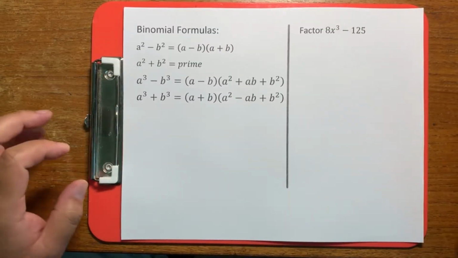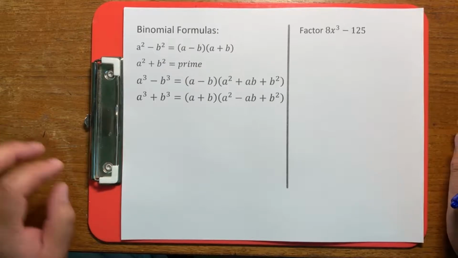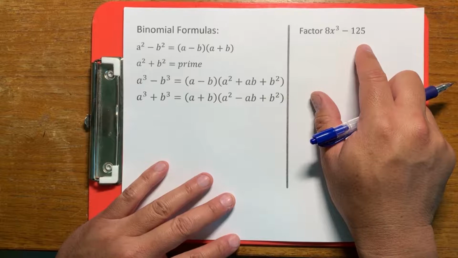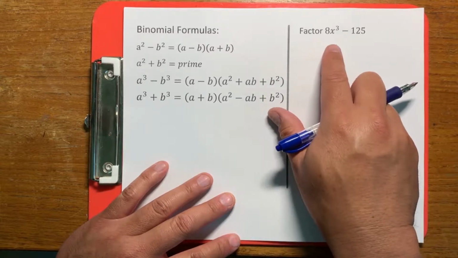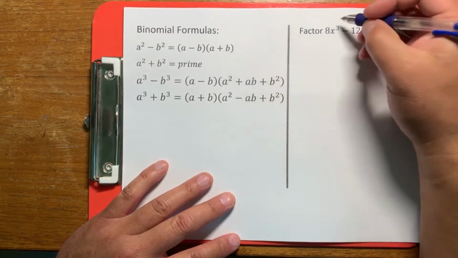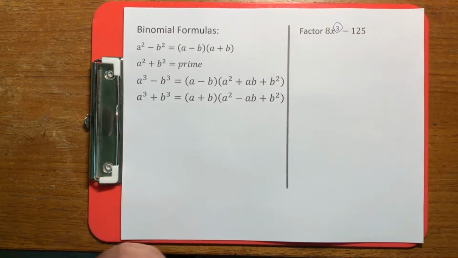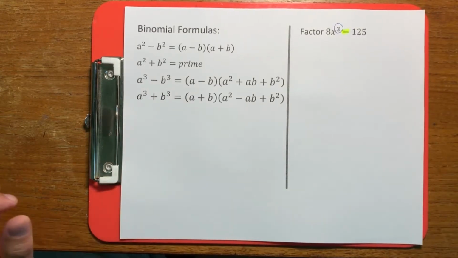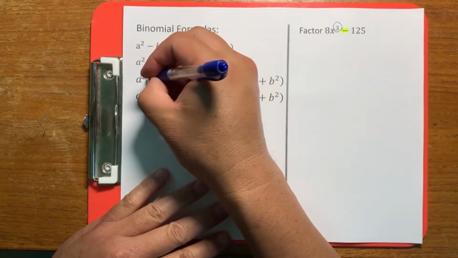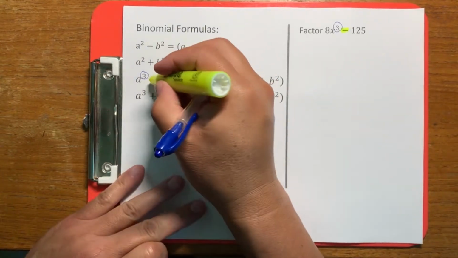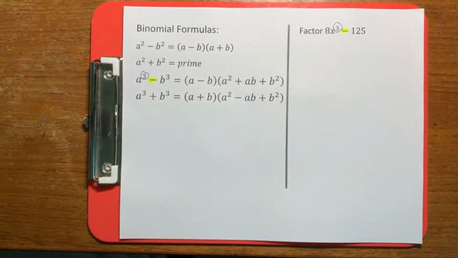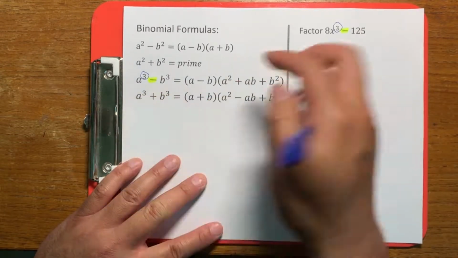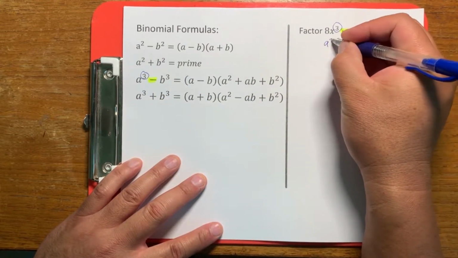Now in this problem, we're going to first check that there is no greatest common factor, and we can see that indeed there is no GCF. So the next thing we want to do is look at the exponent and look at the operator in between. And we can see that this is a cube and a minus problem. Okay. Now, let's put the a cubed minus b cubed underneath here.